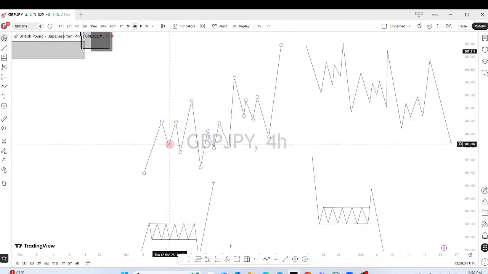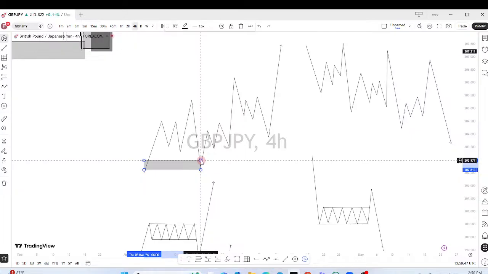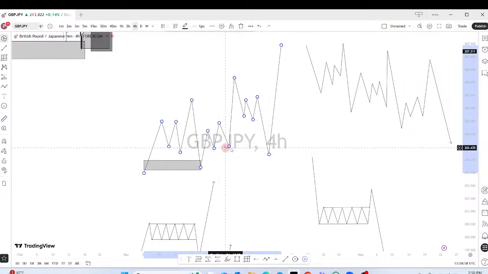You are waiting for price to come and clear this liquidity here. Everything sitting here is liquidity. So you are waiting for price to come and clear liquidity here. Then your entry should be down here, right? Your entry should be here, and see another liquidity sitting here. So you don't want to take a trade on liquidity. You are not taking your trade here.